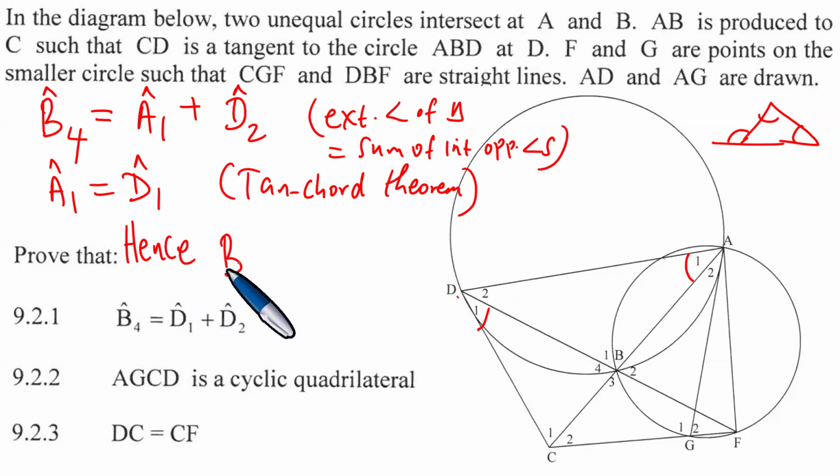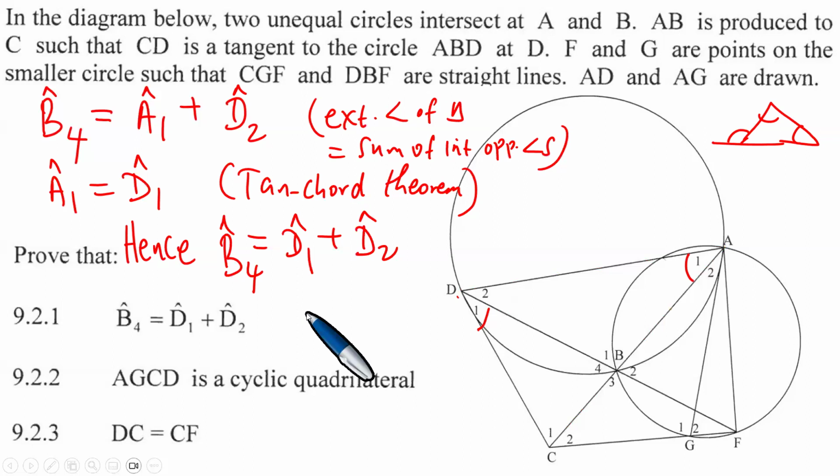And as a consequence, we're able to say, hence, that the angle B4 is equal to the angle D1 plus the angle D2. Why is this the case? It is the case because we're able to see that angle A1 equals the angle D1. Okay, and then we have solved this problem step by step. Next, we have been able to answer question 9.2.1, and we proceed to do 9.2.2.